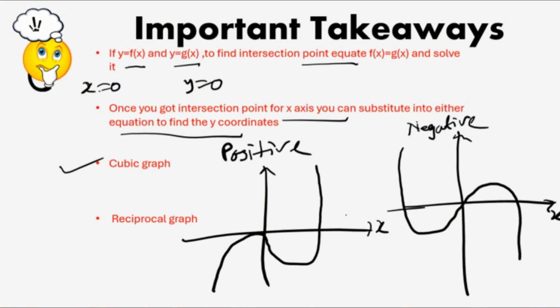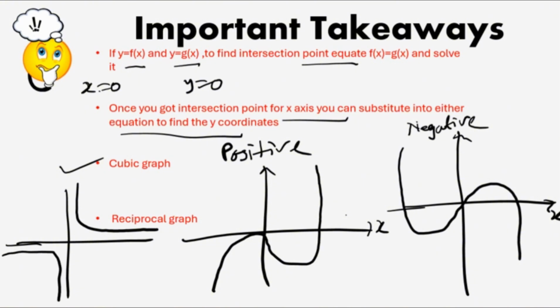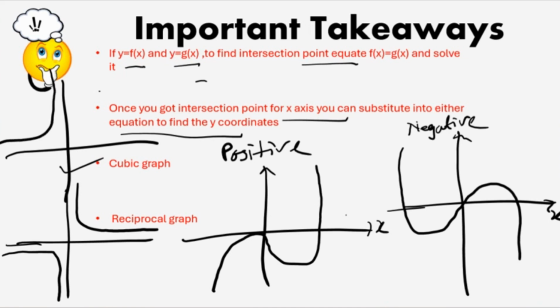Reciprocal graph. The positive reciprocal graph, because here both x and y are positive values and here x and y are both negative, but negative and negative become positive. And if you have a negative reciprocal graph, let me erase this one, then it will be in the second and the third quadrant. So this is for the positive reciprocal graph, this is for the negative reciprocal graph.